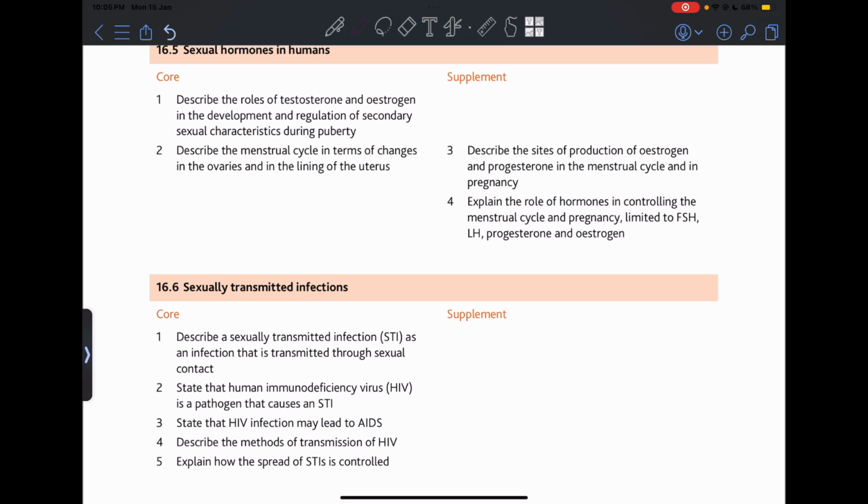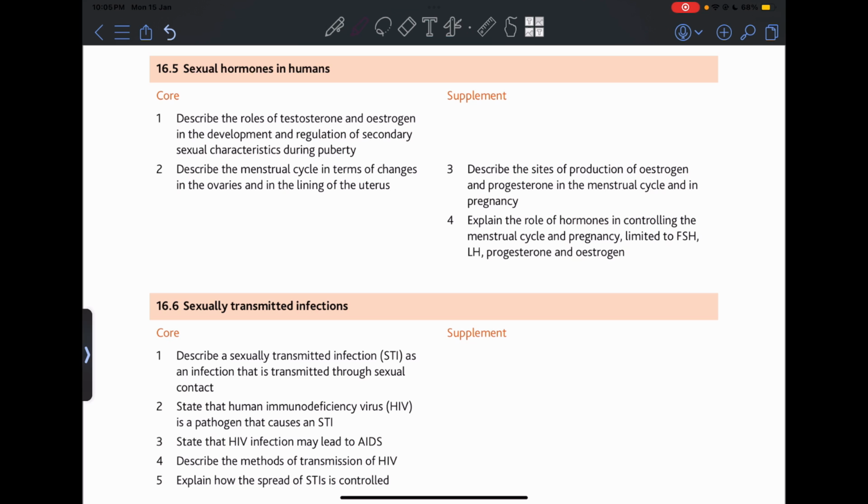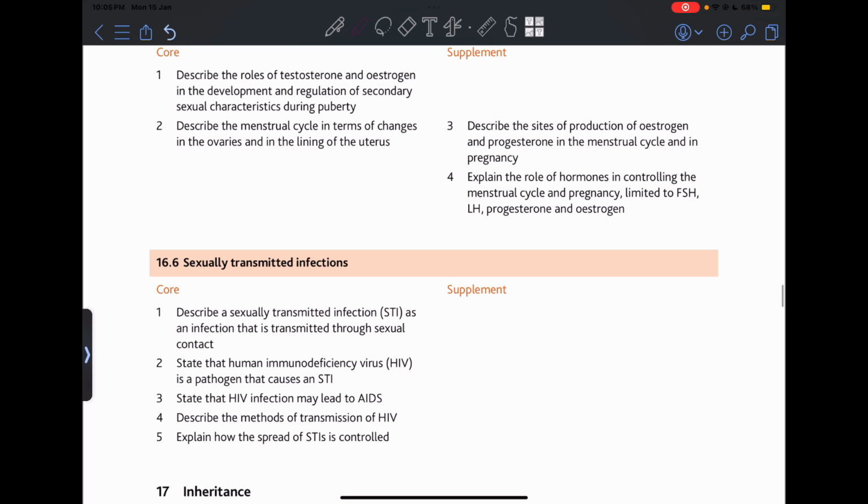Describe the menstrual cycle in terms of changes in the ovary and in the lining of the uterus. Now for extended students, number 3, describe the sites of production of estrogen and progesterone in the menstrual cycle and in pregnancy. So you have to know where the estrogen and progesterone are made, and you also have to know that they are not just used in the menstrual cycle, but they are also used in pregnancy when women are pregnant.